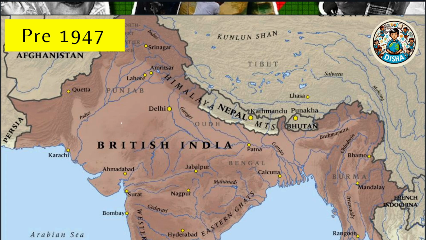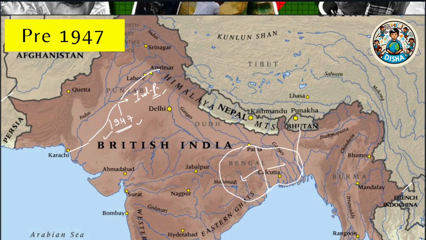So we are essentially talking about this map where the region encompassed is known as British India. This map is of pre-1947. 1947 was the year when India and Pakistan were divided from each other, when Pakistan was carved from British India. However, before that, Bengal itself, here is the region of Bengal, was divided into two parts, West Bengal and East Bengal. East Bengal was a Muslim dominated area, and this was a Hindu dominated area. We are talking about West Bengal.